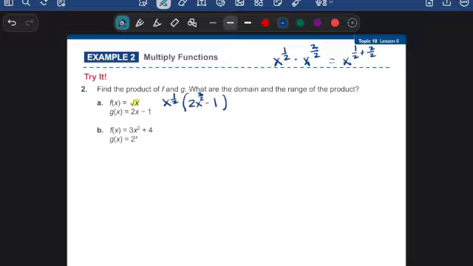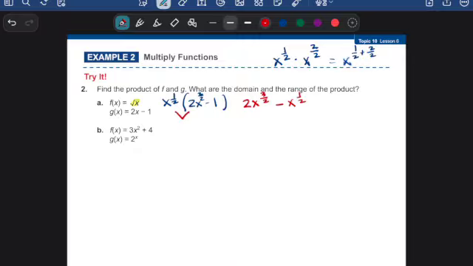Okay, so x to the 1/2 times 2x would give me 2x to the 3/2, because 1/2 plus 2/2 is 3/2. And then x to the 1/2 times minus 1 is just going to be minus x to the 1/2.